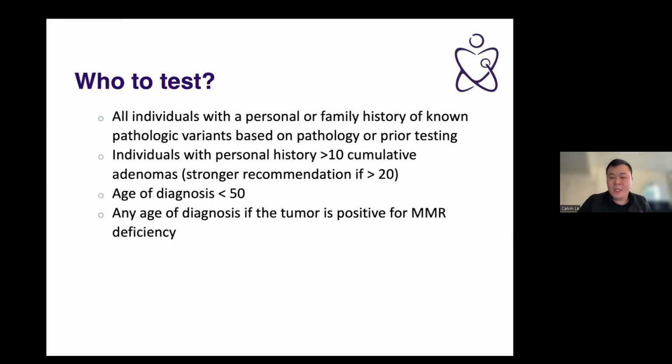So who do we test for hereditary colon cancer syndrome? If there's a known history in the family of a pathologic variant, other members in the family should be tested. Any individual with a personal history of more than 10 polyps found on endoscopy should be tested, and there's a much stronger recommendation if you find more than 20 adenomas over the course of a lifetime. Age of diagnosis less than 50, which is becoming much more common nowadays, especially as we're screening for colon cancer at an earlier age. And then finally, any age of diagnosis if the pathology of the tumor itself shows mismatch repair deficiency, suggesting Lynch syndrome.